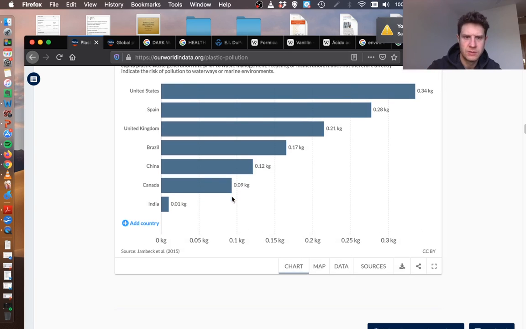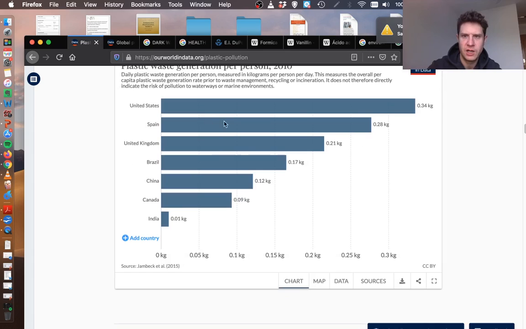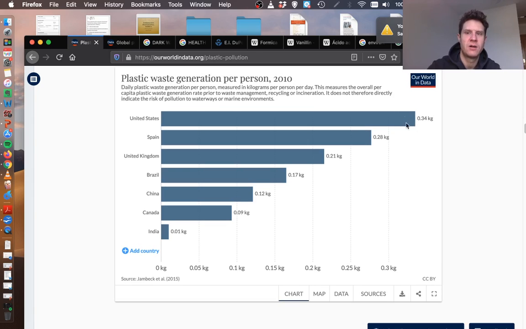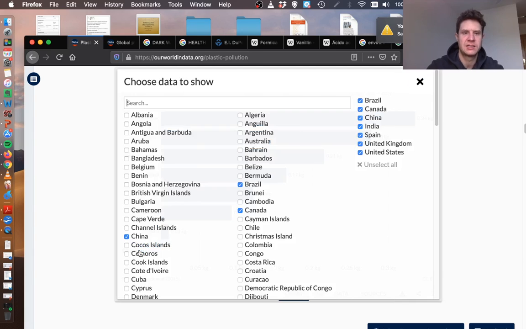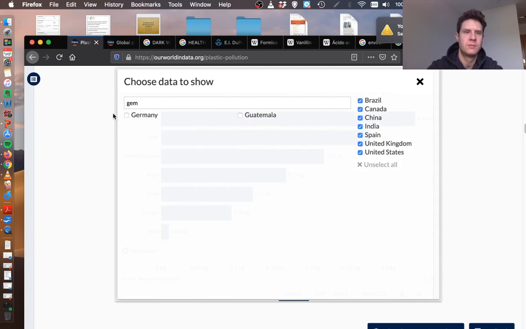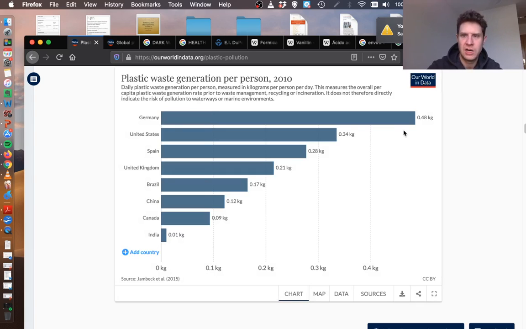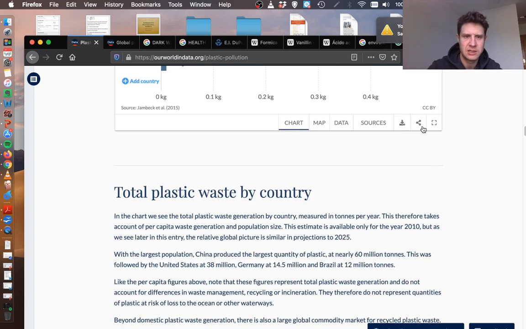Yeah, where is Spain? Yeah, under the United States, we have generated a lot of plastic. Let's add Germany. These Germans, wow, almost half a kilo. That's a lot, man. That's a lot.